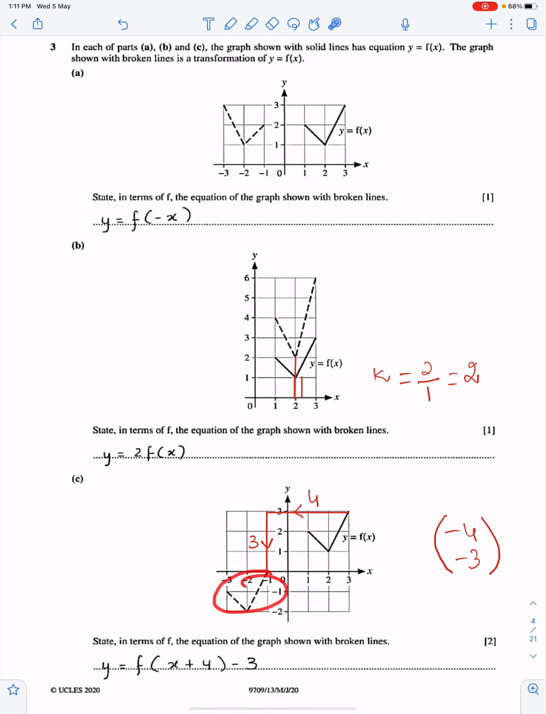This is simple. This is just translation of this graph with vector -4, -3. This is -4 and this is -3. So the equation of this graph will be y is equal to f of x plus 4, write the opposite sign for x coordinate, horizontal coordinate component, and same sign for vertical component. This is the rule. We have -4 here, so write +4 and copy this -3 here. This is the equation of the resulting graph.